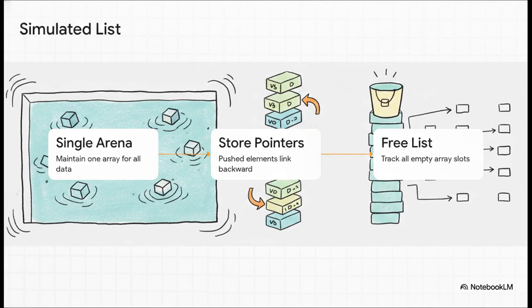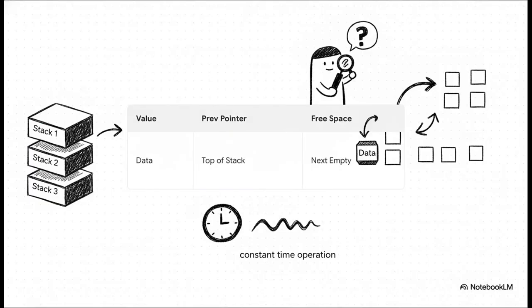Every time you push an item, you store its value, but you also store a backward pointer that tells you exactly where the previous item for that specific stack lives. At the same time, we keep track of every empty slot using a completely separate stack called the free list. It's all about relationships now, rather than rigid locations.